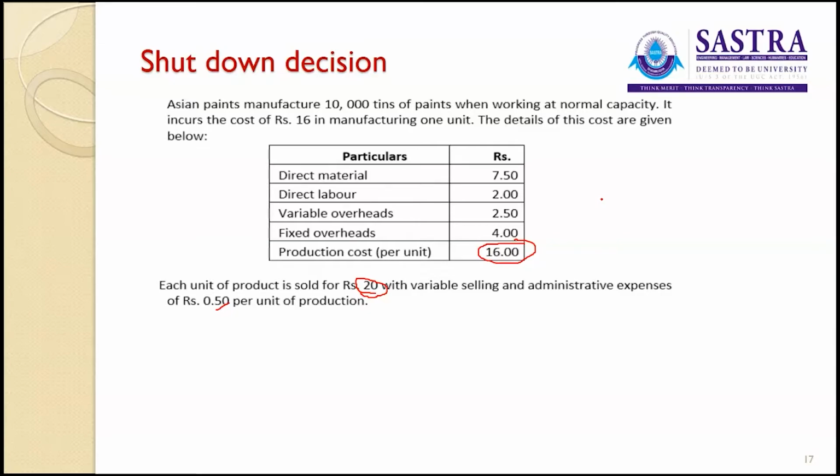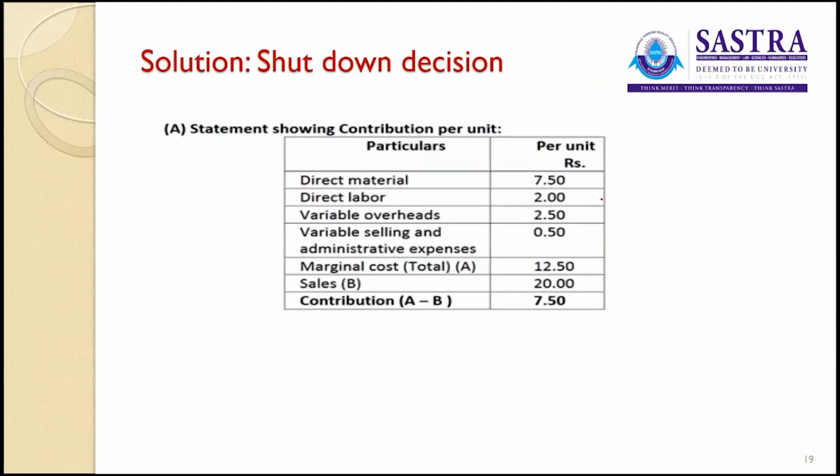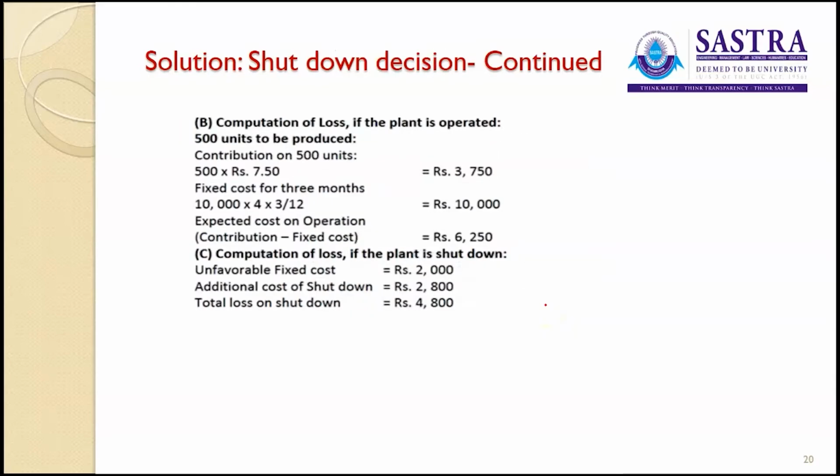as your marginal cost. Your sales is 20 rupees, so we'll have a contribution of 8, and we have selling and administrative expenses of .55, so we'll get 7.5 as your contribution. See here, variable selling and administration is added here, so it will be 12.5, so we'll have a contribution of 7.5 rupees. That is 7 rupees 55.